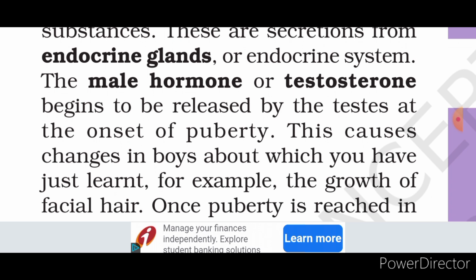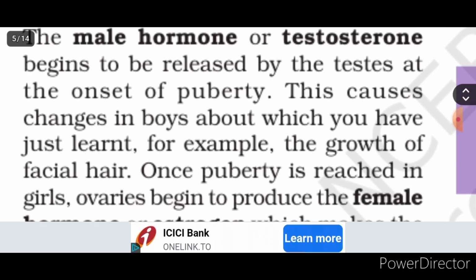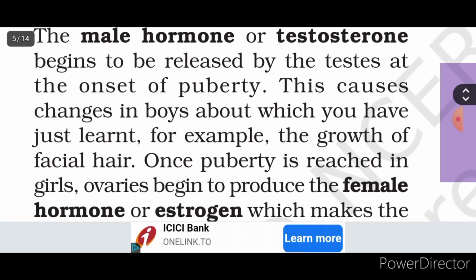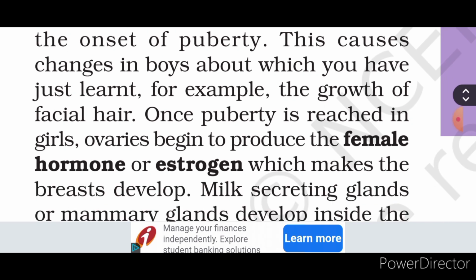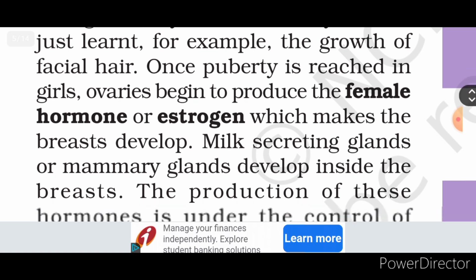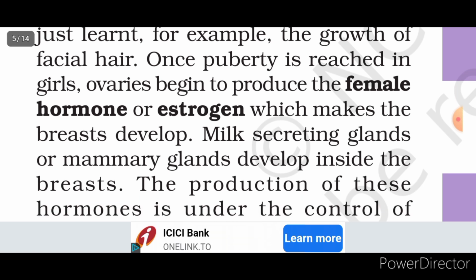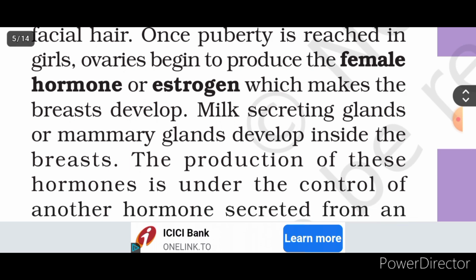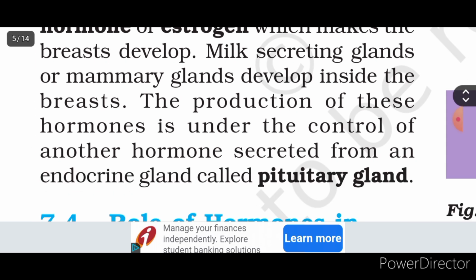The male hormone, or testosterone, begins to be released by the testes at the onset of puberty. This causes changes in boys about which you have just learned, for example, the growth of facial hair once puberty is reached. In girls, ovaries begin to produce the female hormone, or estrogen, which makes the breasts develop. Milk secreting glands, or mammary glands, develop inside the breasts. The production of these hormones is under the control of another hormone secreted from an endocrine gland, the pituitary gland.